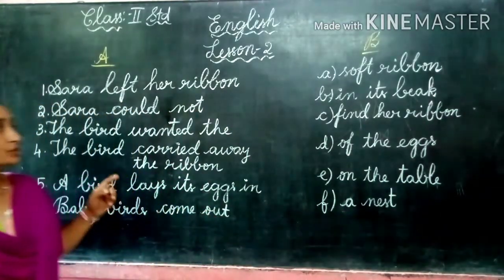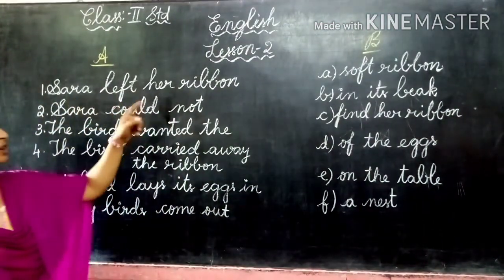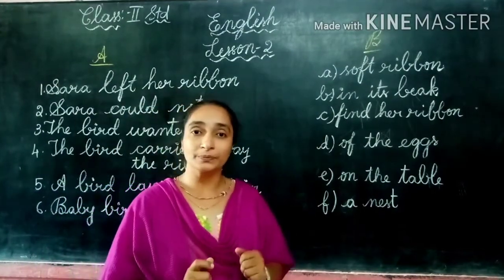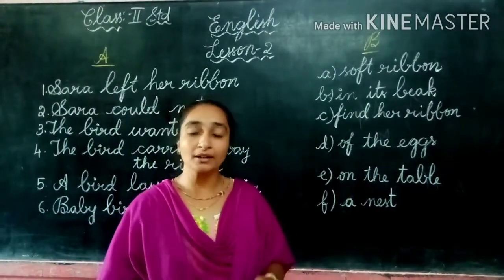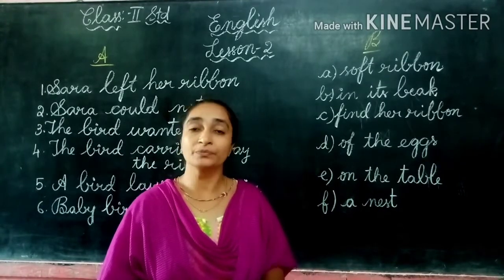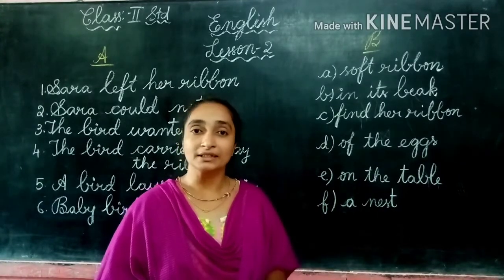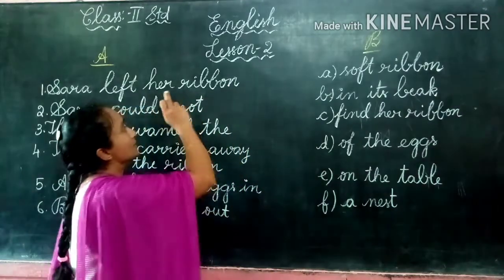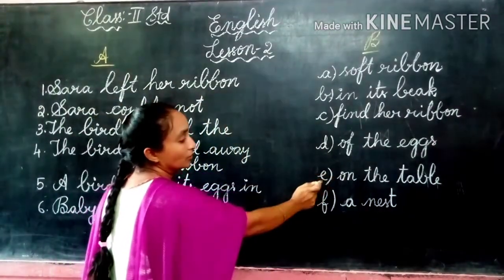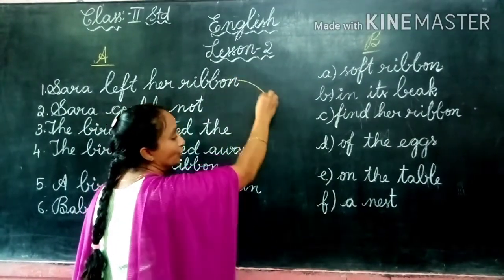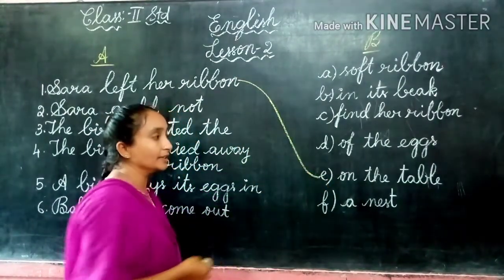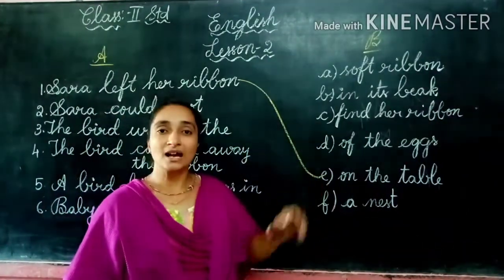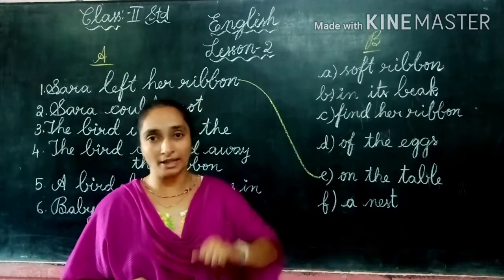So children, the first one is Sarah left her ribbon. So when she was combing her hair, where did she leave her ribbon? Yes, on the table. The first one has already been done for you in your textbooks. So Sarah left her ribbon on the table. From here you can draw the line to the E.